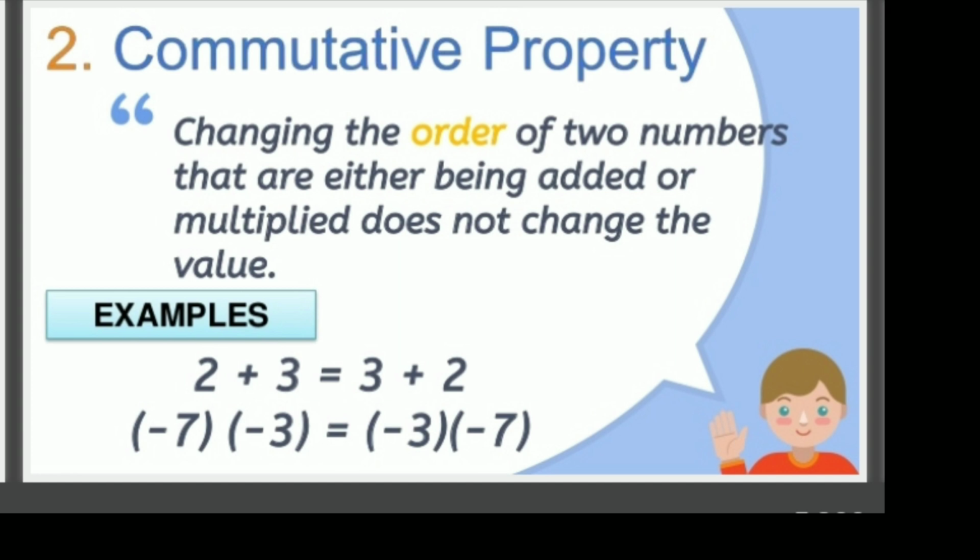So commutative is satisfied for what here? Addition and multiplication. So if the order of the two numbers is changed, the result will not change. Okay. See, the order of two numbers that are either being added or multiplied does not change the value. I hope you understood this commutative property. Next we'll go for associative.